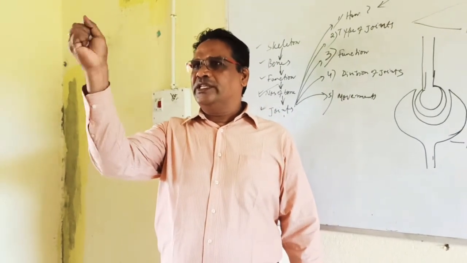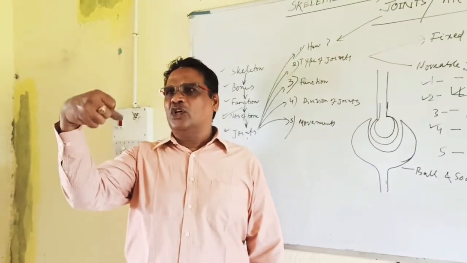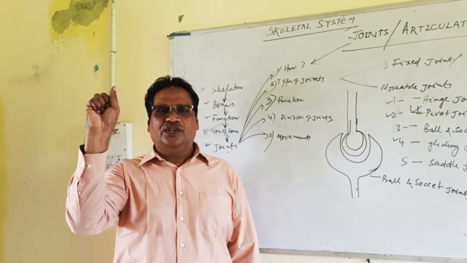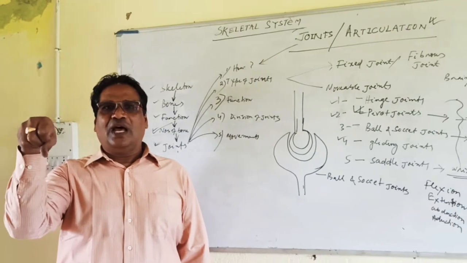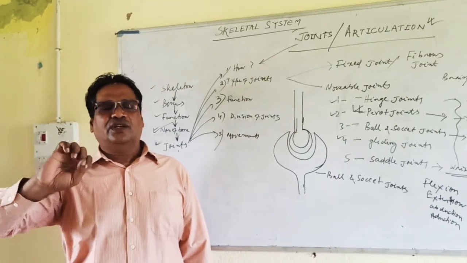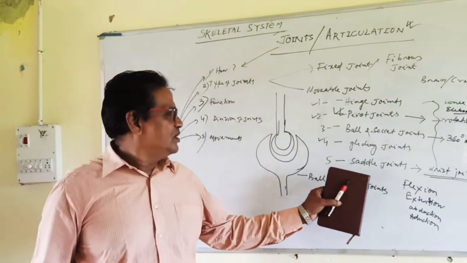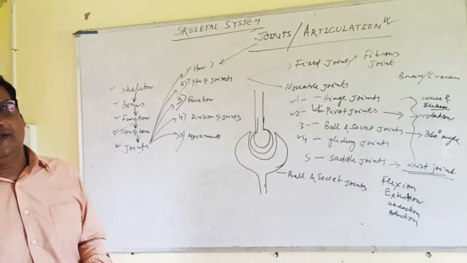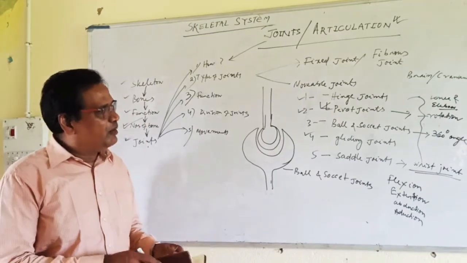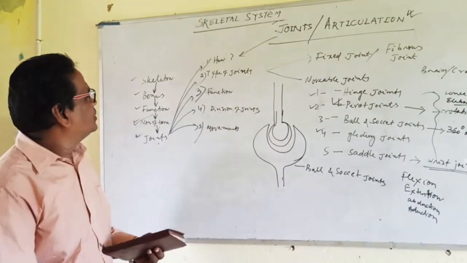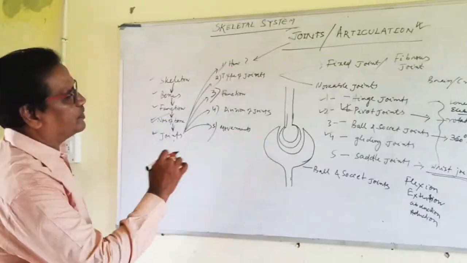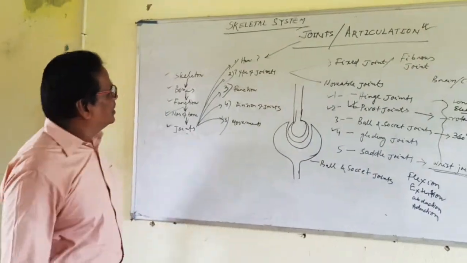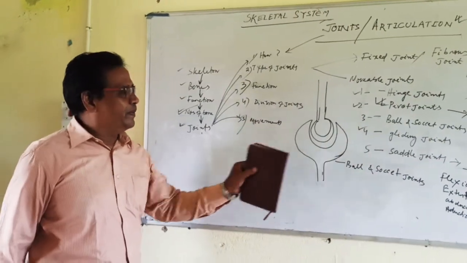This is the 360 degree movement, circumduction, and this is your flexion, extension, adduction. So this movement is expressed with the help of the saddle joint and seen in your wrist. So this is all about different types of joints. Next, move to the movements by the help of joints.